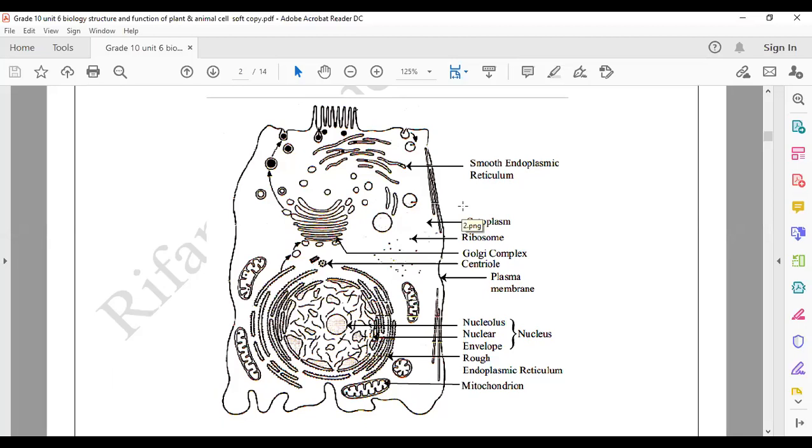So what are the structures in the plant cell that you cannot observe in the animal cell? What are the structures in the plant cell that you cannot observe in the animal cell? Three things there. There are three things. One, cell wall.